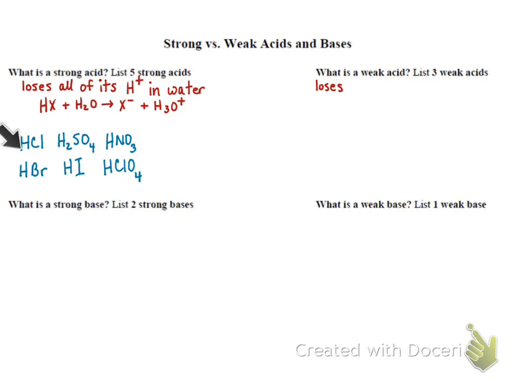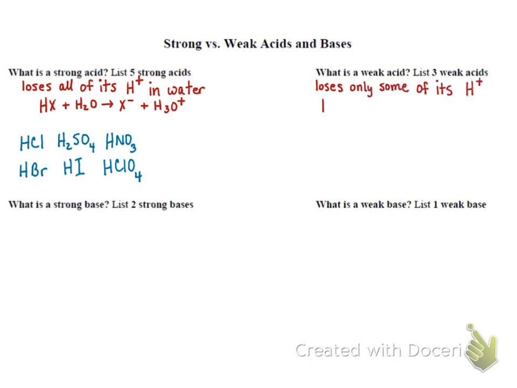Strong acids, these are mostly the acids that we have done calculations with so far, and that is the halogen acids, hydrochloric, hydrobromic, hydroiodic acid, and then sulfuric acid, nitric acid, and perchloric acid. So these are the 6 common strong acids.